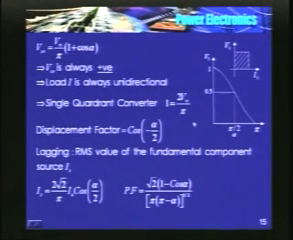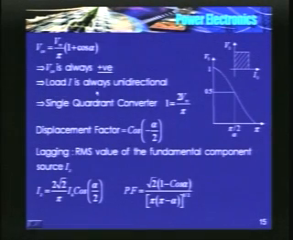So if I plot alpha versus V0, this is the variation, where 1 per unit is 2 Vm by pi. When alpha is equal to pi by 2, the average value of the output voltage is 0.5. The per unit value is 0.5.